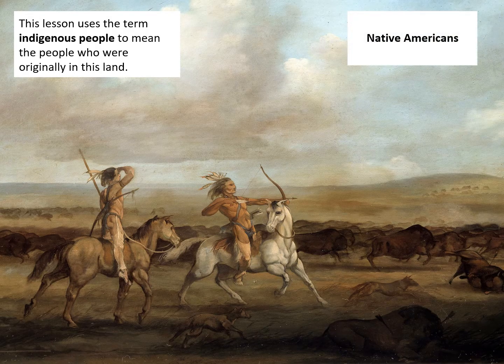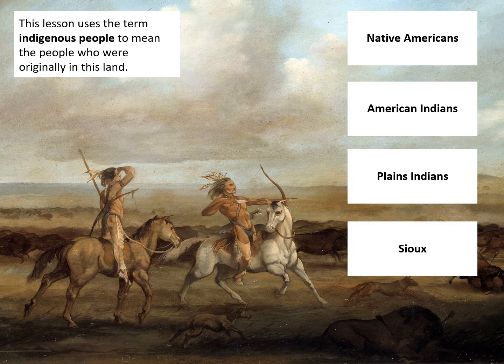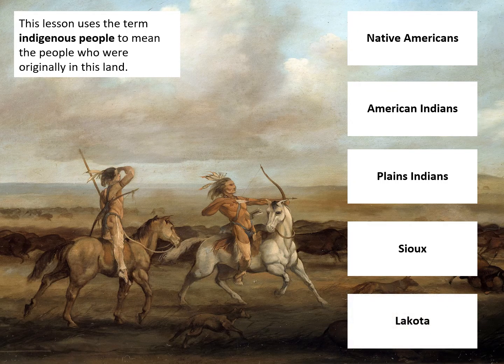Sometimes in these videos we've used the words Native Americans. Other people refer to them as American Indians. Sometimes they are referred to as the Plains Indians, because they are on the Great Plains of the USA. But sometimes they're also known by their specific tribe names. So you might see these people called the Sioux, or by their tribe name, the Lakota, which we will also do in this video.